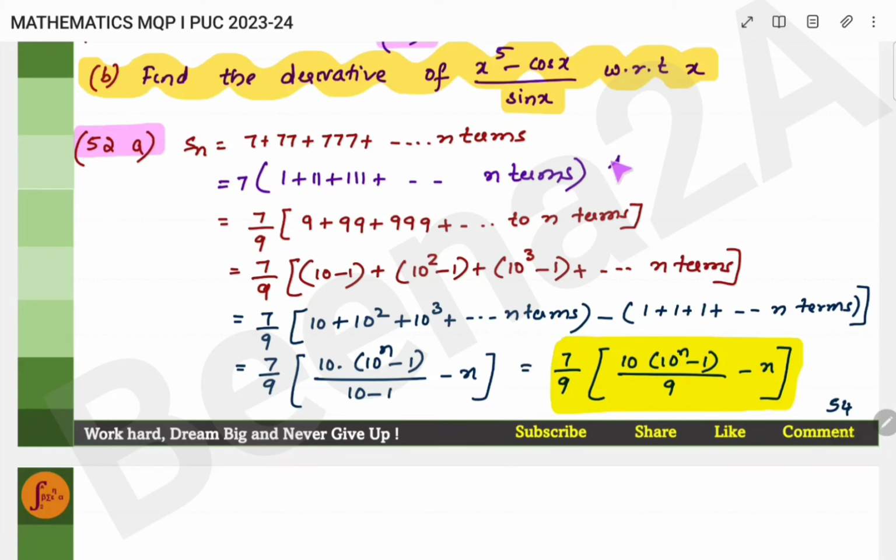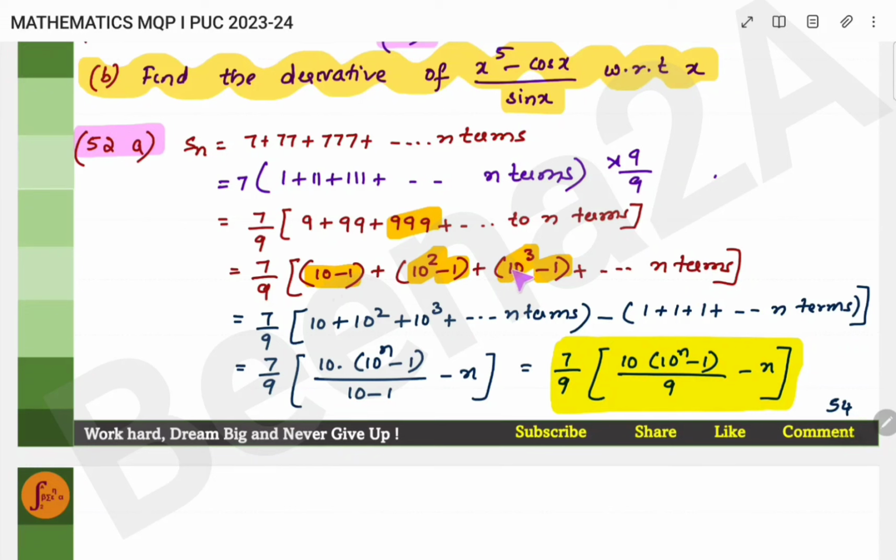Now, you multiply and divide by 9. The entire thing you multiply and divide by 9. So, when you multiply, you'll get 9, 99, 999, and so on up till n terms, and you are dividing by 9. So, you get 7 by 9. Now, you can write 9 as 10 minus 1. And you can write 99 as 10 square minus 1, which is 100 minus 1. And you can write 999 as 10 cube minus 1, which is 1000 minus 1, which is 999, up till n terms.